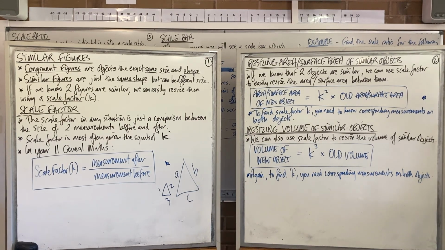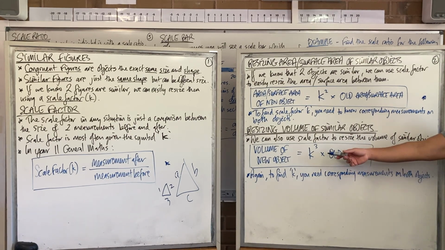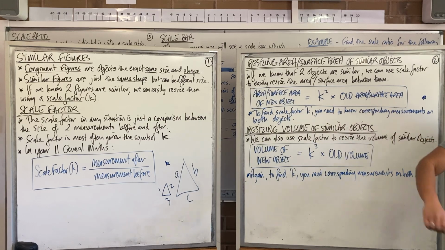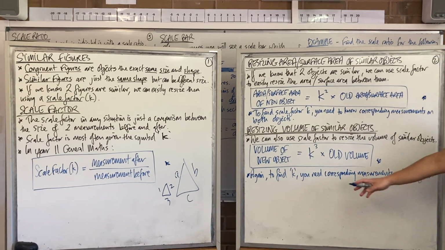And last one in this board, we can resize the volume of similar objects using the same formula. What is the only difference between the volume formula and the area formula? Cube. That's the only difference. Okay? If you can save cheat sheet space, you don't have to write both, but that's up to you. Again, to find K, you need corresponding measurements on both objects. Can you get these two formulas down, please?